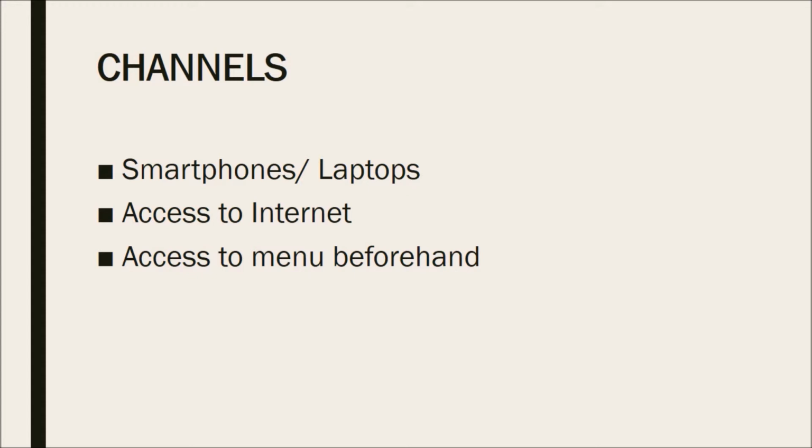The second channel is access to internet. See, we all know for filling a survey, a minimum speed of internet is required. That is easily available in today's world. The third channel is access to the menu beforehand. We should be able to access the menu before the week starts, because if we don't have the menu beforehand, we will be unable to provide the statistics on time, and thus we will be unable to reduce the food wastage.